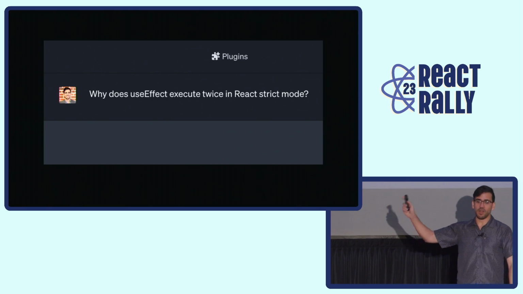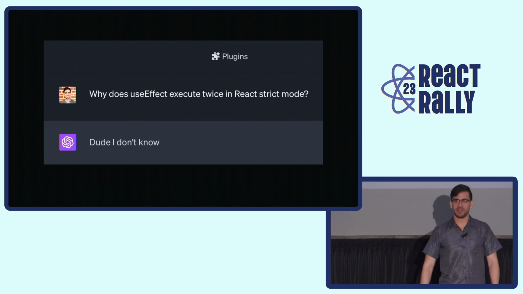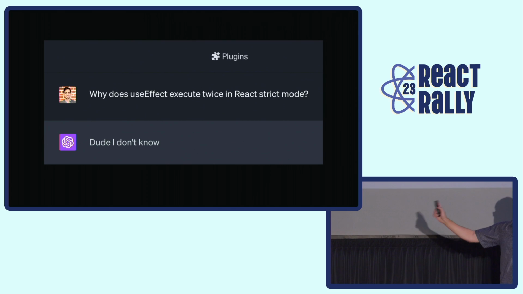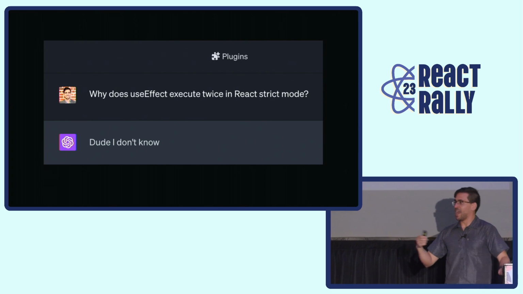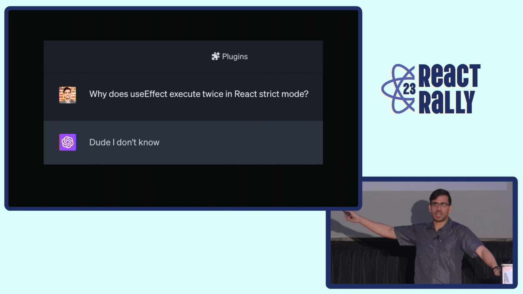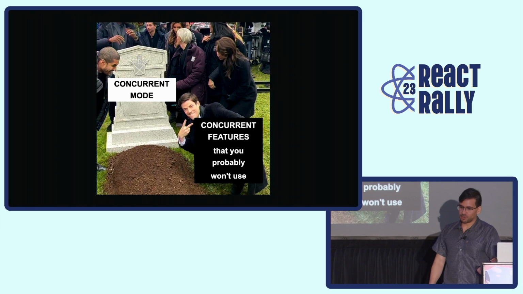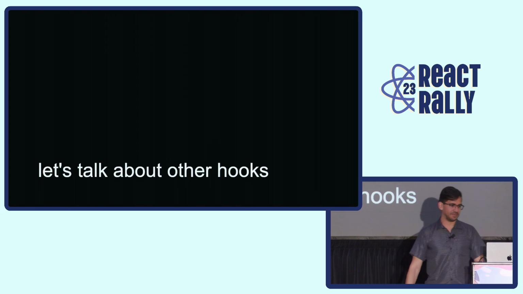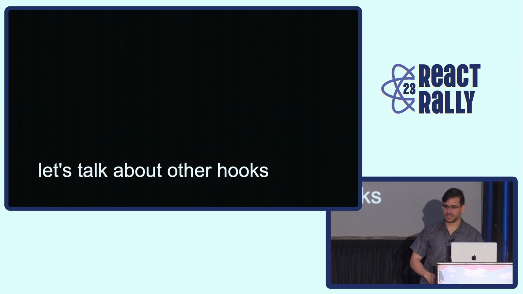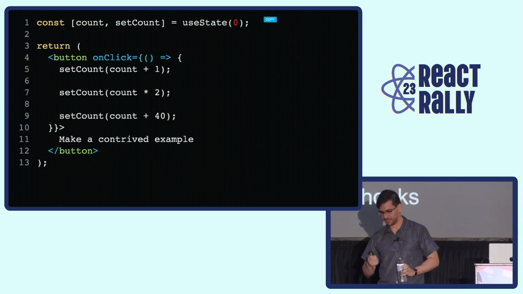I even asked ChatGPT, why does useEffect execute twice in React strict mode? I've given the talk probably a dozen times, and I still don't know. ChatGPT doesn't know, okay? And actually, this is a joke because I did ask ChatGPT, and it told me it's because of concurrent mode and things like that, which is why I know ChatGPT is outdated, because concurrent mode is dead, and we have replaced it with concurrent features. So, yeah. All right, let's talk about other hooks because I have 11 minutes left and too many slides.